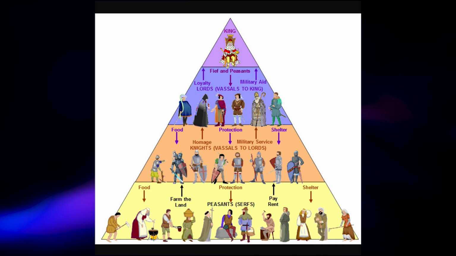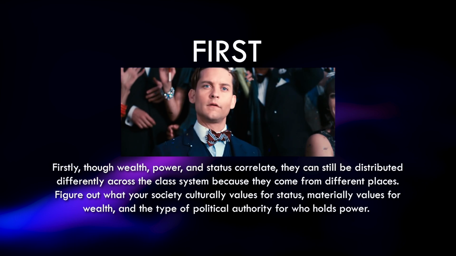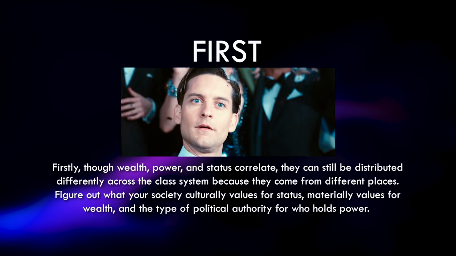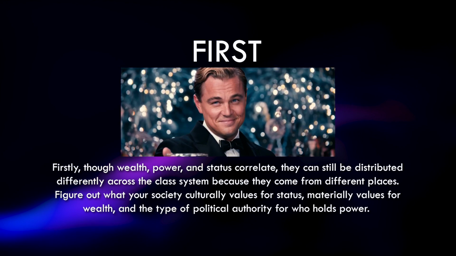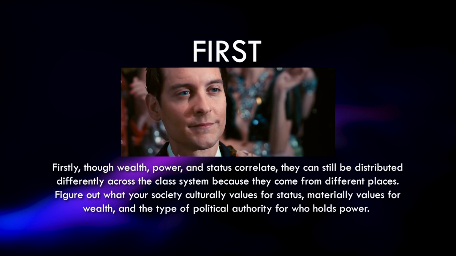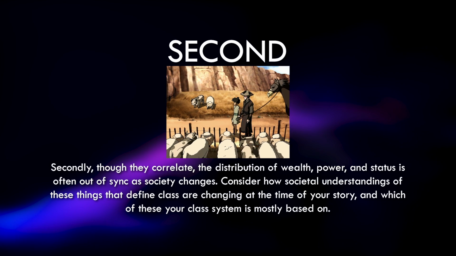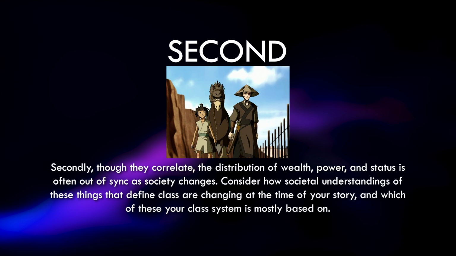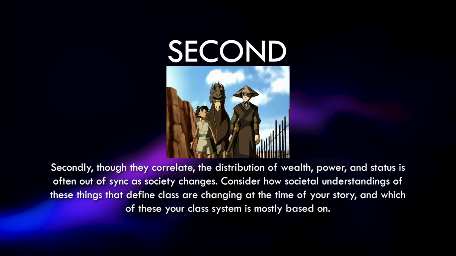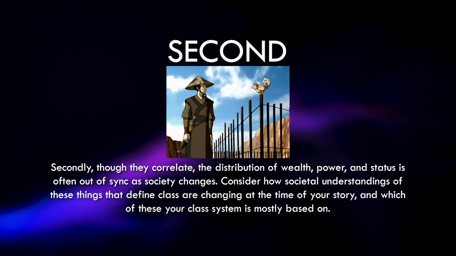And now, like a good oppressive caste system with me at the top, let us divide all of this into 7 classes. Firstly, though wealth, power, and status do correlate, they can still be distributed differently across the class system because they come from different places. Figure out what your society culturally values for status, materially values for wealth, and the type of political authority for who holds power. Secondly, though they correlate, the distribution of wealth, power, and status is often out of sync as society changes. Consider how societal understandings of these things that define class are changing at the time of your story, and which of these your class system is mostly based on.